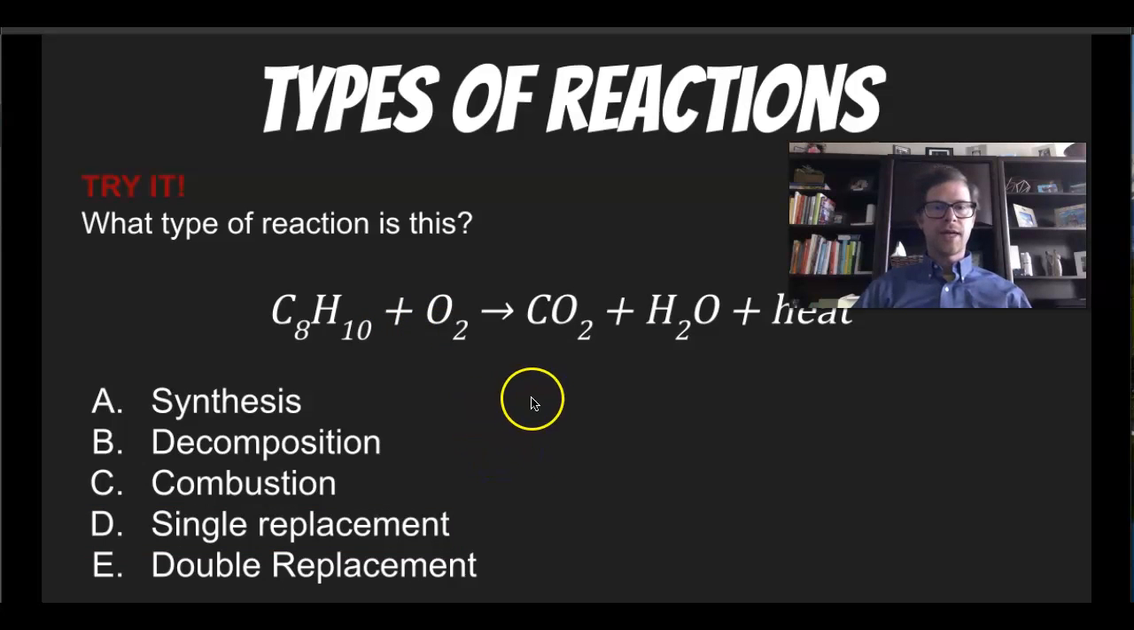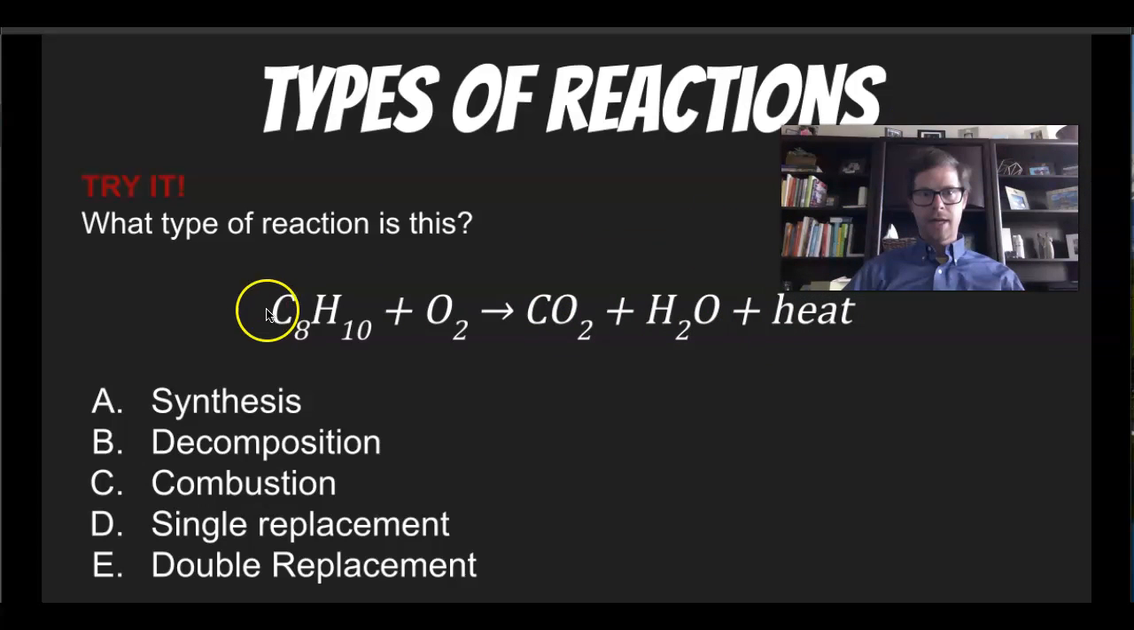Next one, what type of reaction is this? So we've got C8H10 plus O2, and that gives us CO2 plus H2O plus heat. And so that's that common pattern that I showed you already. You've got a compound involving carbon, and you mix it with some oxygen, and you get these three things in the end. Take a moment, pause, and try this in your notebooks.